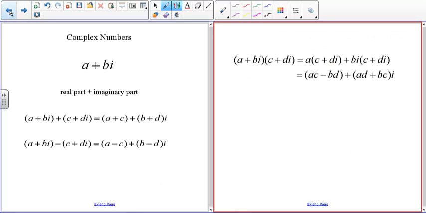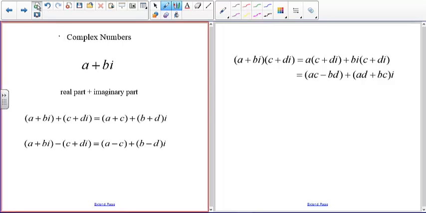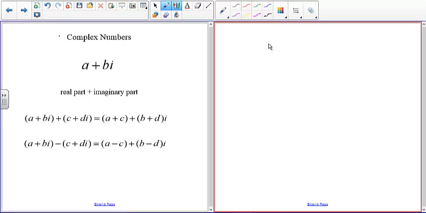So let's go back before we move on. Let's just make some examples here. So let's say I have one complex number, which is 2 minus 4i. I'll put that in parentheses. And a second complex number, which is going to be 4 plus 7i.